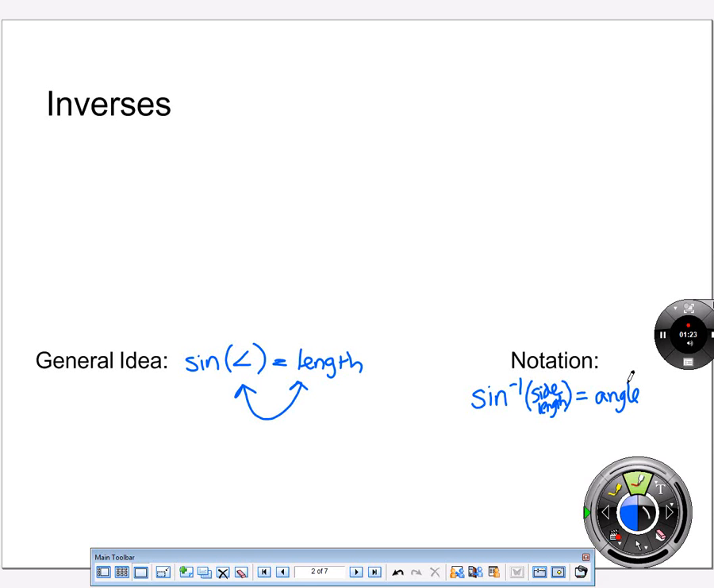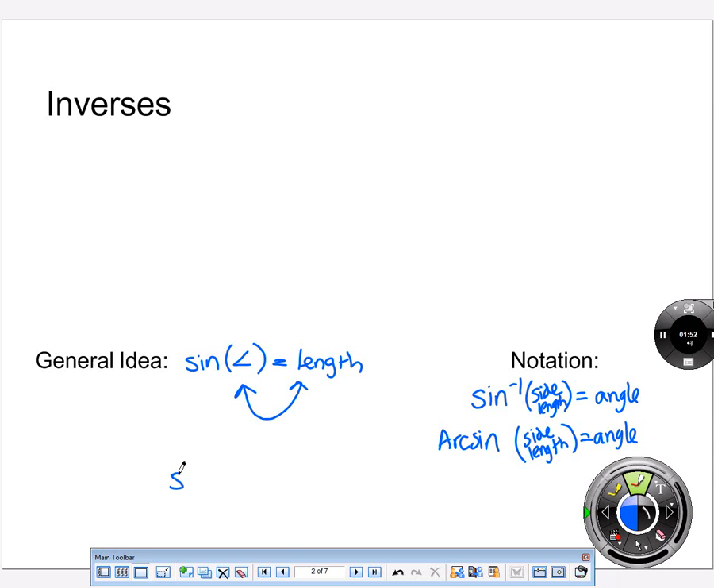Okay? And then to make it extra confusing, I know. There's two notations. Sometimes they put the little -1, and sometimes they put the word arc in front of it. These two things mean exactly the same thing, okay? So each time you see one of those notations, you're going to try to reverse your thinking a little bit and see if you can figure it out.